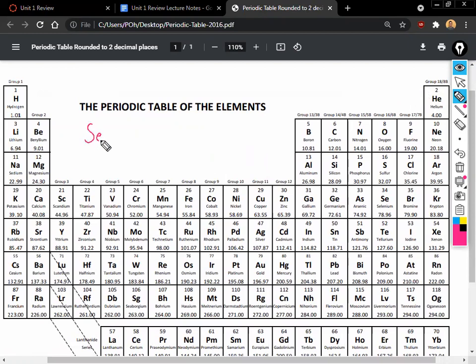So I'll draw regular Se. Regular Se has 1, 2, 3, right? Because we skipped this entire section for valence electrons, 4, 5, and 6. So selenium is going to have 6 valence electrons. So for your picture of selenium, Se, you should have 6 electrons around it. And again, it's because when we do Lewis structures, we skip groups 3 through 12 when we count the valence electrons.